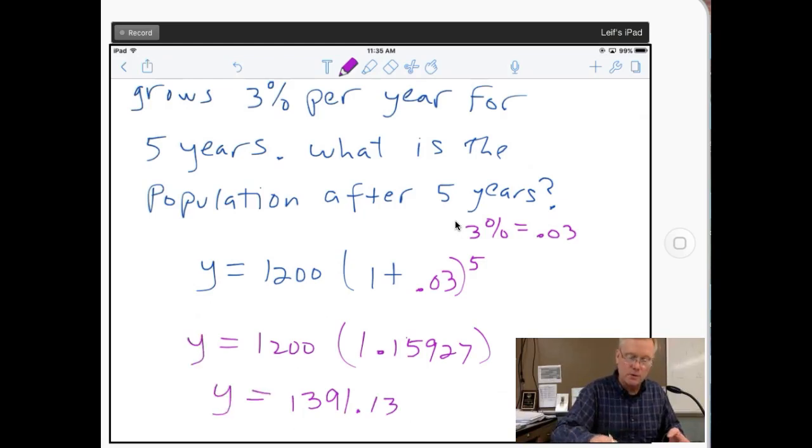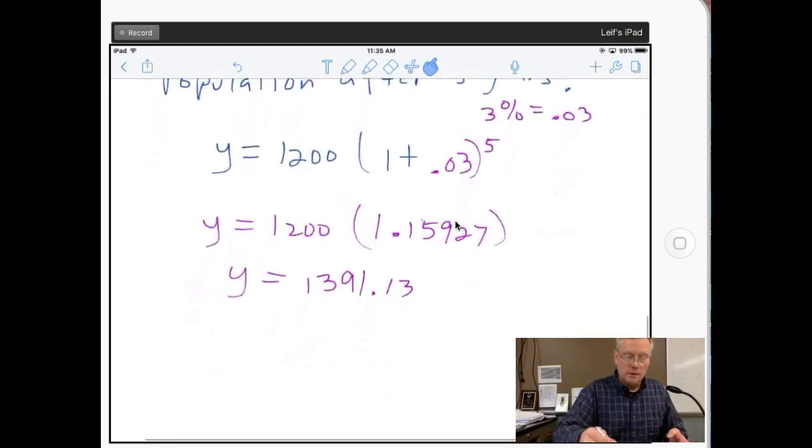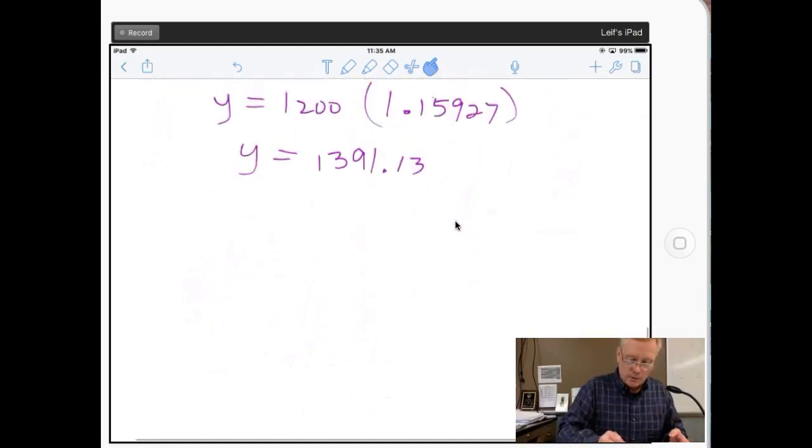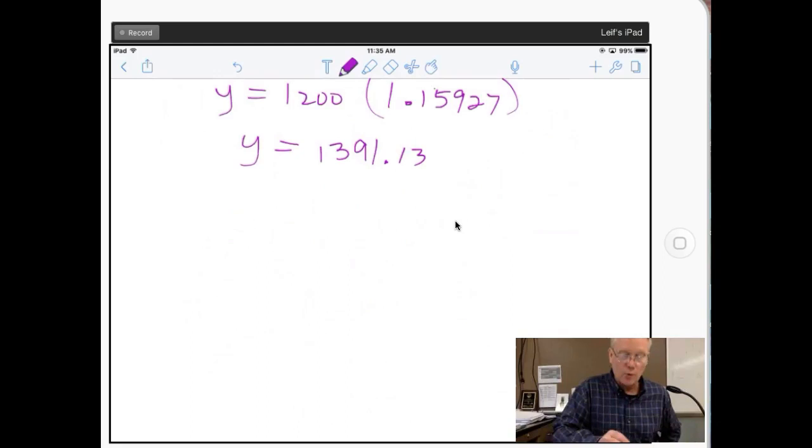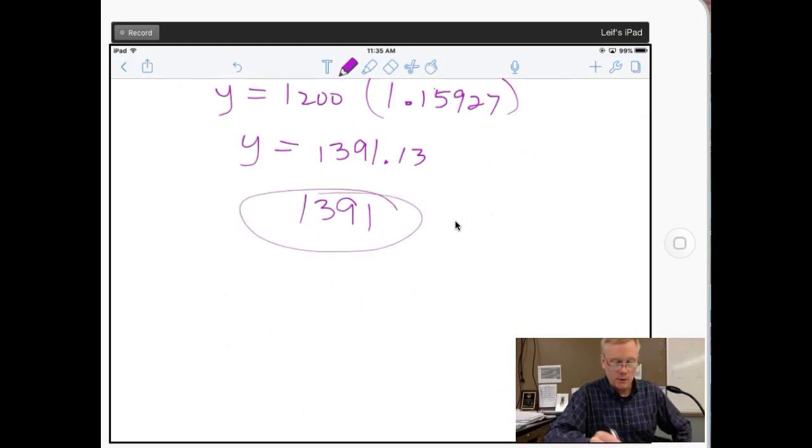So you'd probably round off. It's a population. You're assuming that it is some kind of living thing, so it's tough to have 0.13 people or 0.13 frogs, and we don't have to have that discussion about how you get that. But anyway, we'll say 1391, okay? Can you have 0.13 frogs? All right, anyway, next.